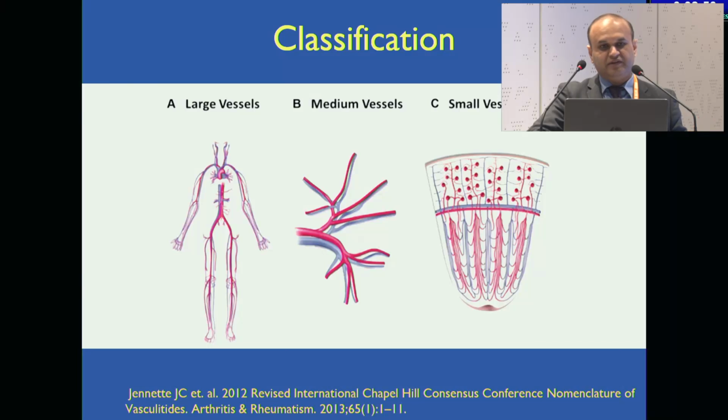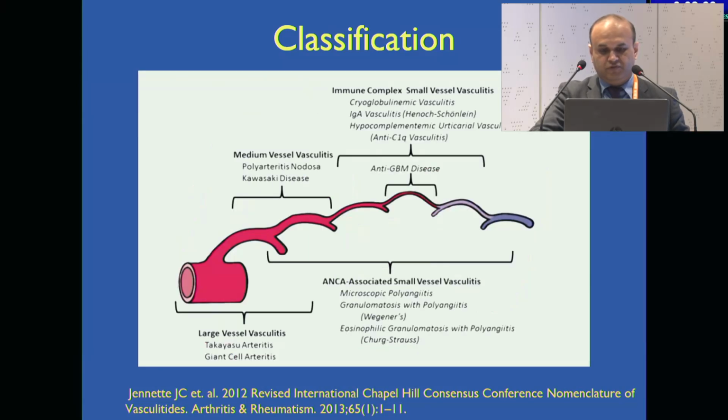In terms of classification, how do you classify them? You can label them as large vessel, medium, or small vessel, which is how the International Chapel Hill Consensus classification dealt with it. So if you look at it, most of the common manifestations that we see are associated with small vessel vasculitis, which ends up affecting a lot of these diseases.